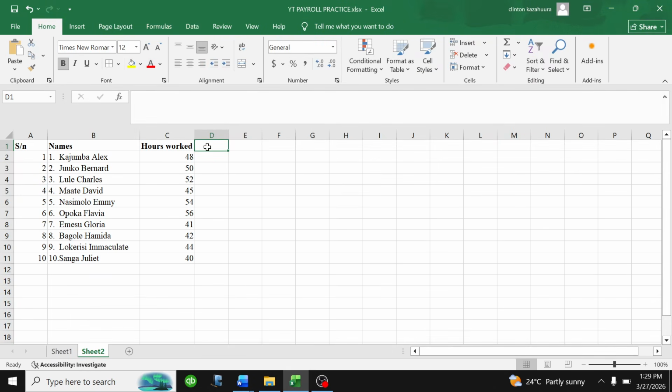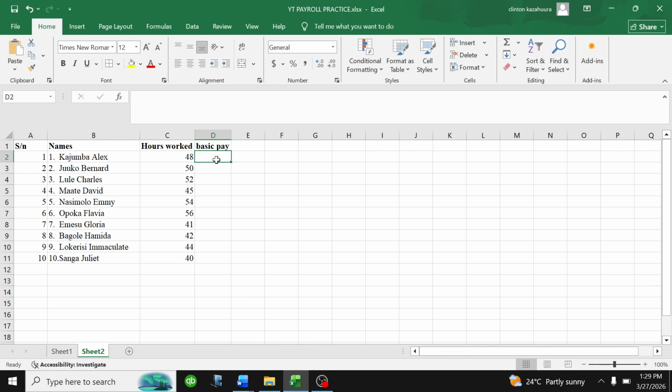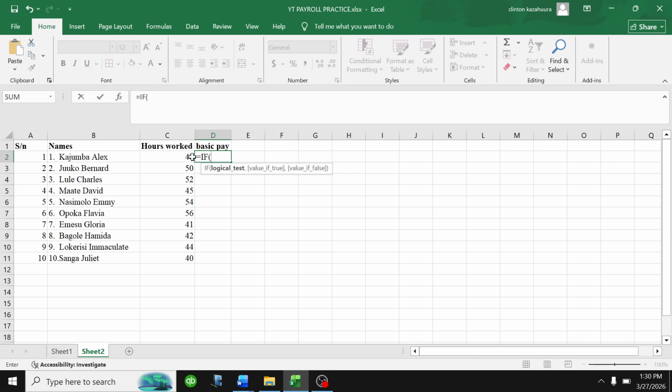Okay, so I'm going to create a column here for basic pay. So how are you going to determine that? We are going to use the IF formula, and I've told you each formula starts with an equals sign. So I'll say equals IF, then I open brackets. Here I will use this cell to represent all the hours.